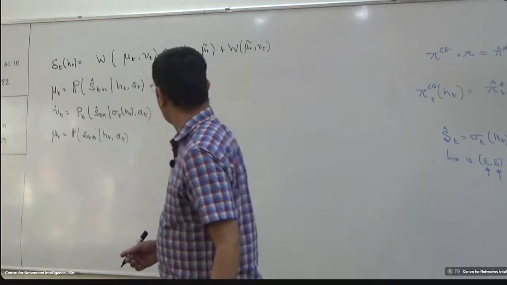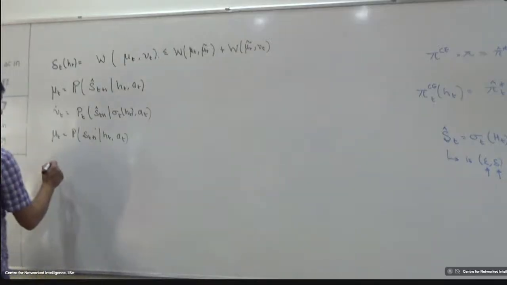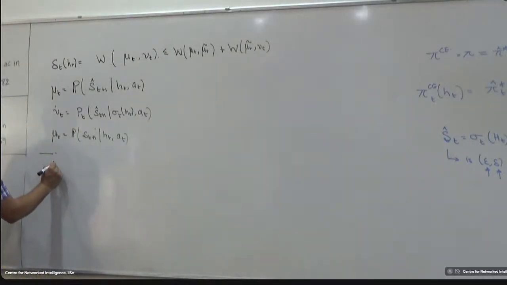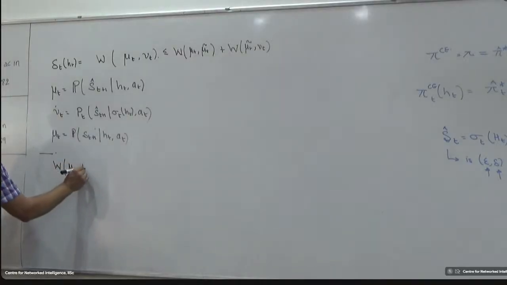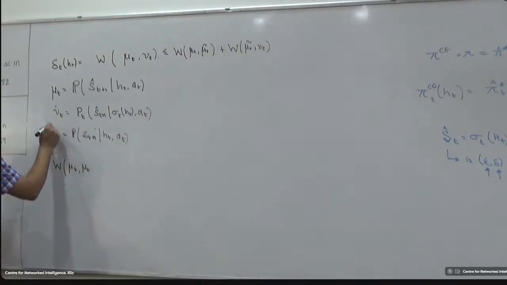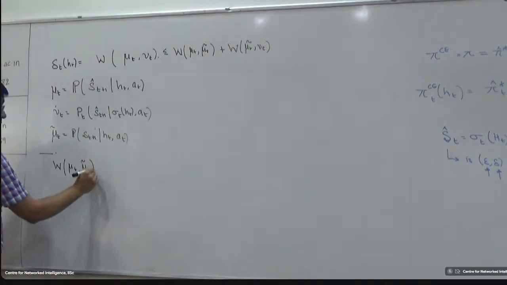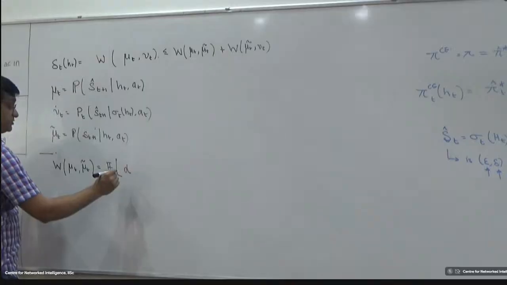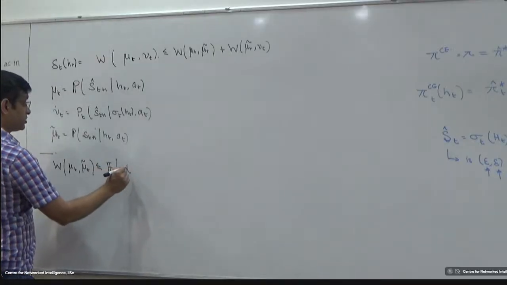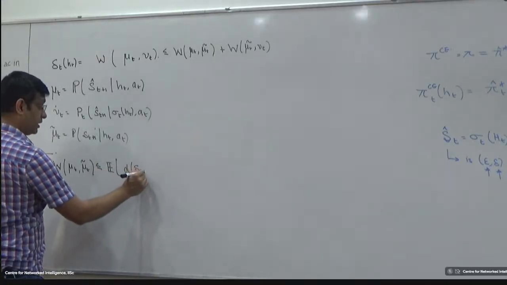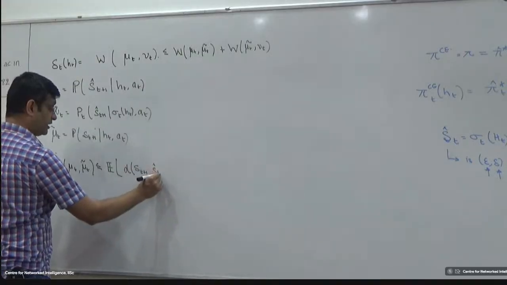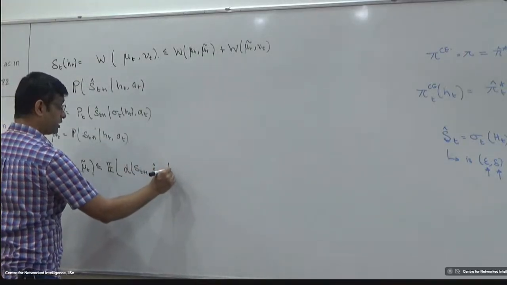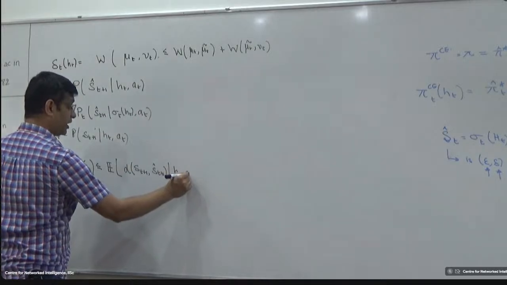So, the first guy is easy. I am just going to write it. There is a derivation, but when you look at the final expression, it kind of makes sense. This is mu hat tilde, sorry. This is just upper bounded by the expectation of the distance between f_{t+1} and s hat_{t+1} conditioned on h_t and a_t.